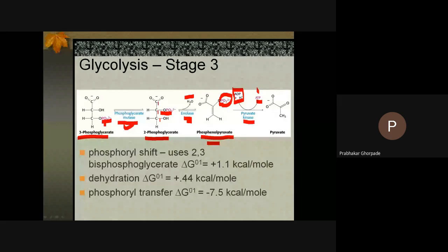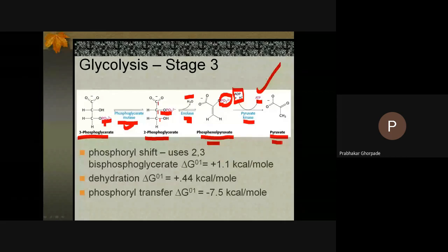We got ATP here. What happens to this phosphoenolpyruvate? This phosphate group gets removed and we got the pyruvate molecule here. So phosphoenolpyruvate gets converted into the pyruvate molecule with the help of the enzyme pyruvate kinase, and there is the involvement of adenosine diphosphate, in which ATP is also formed in this reaction.